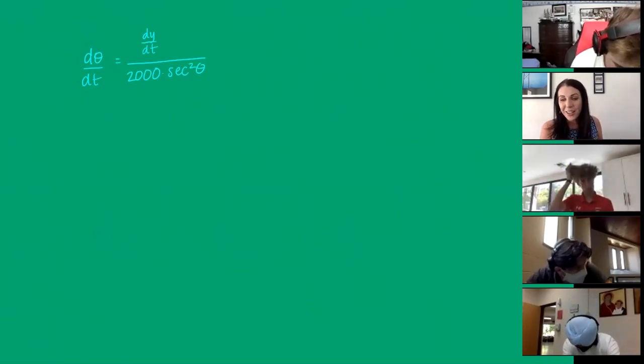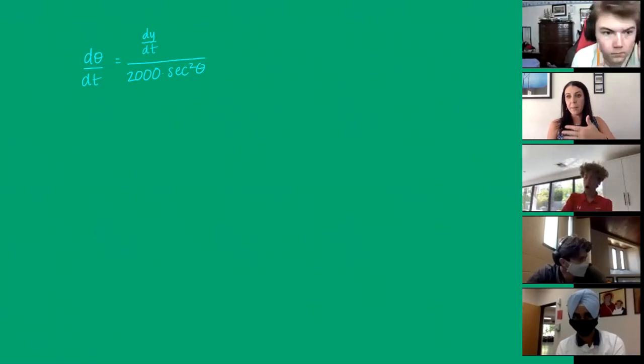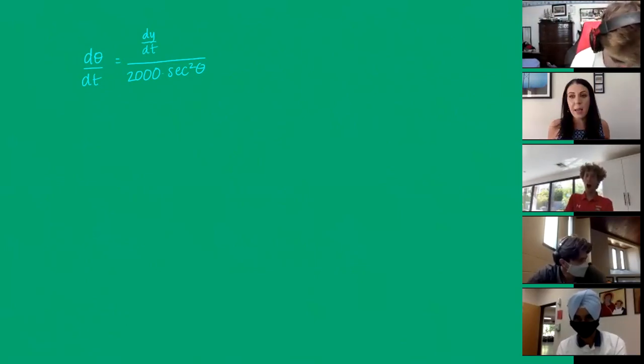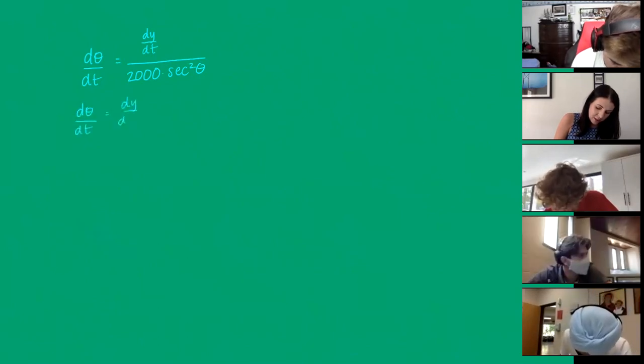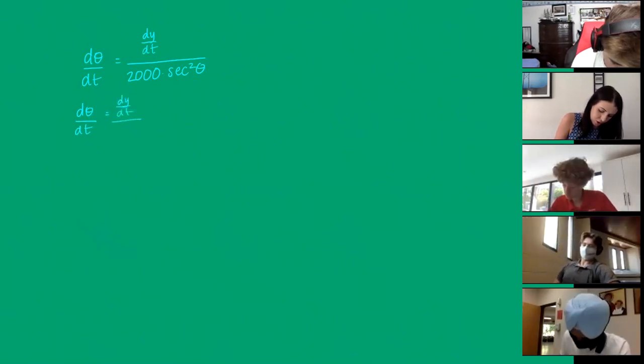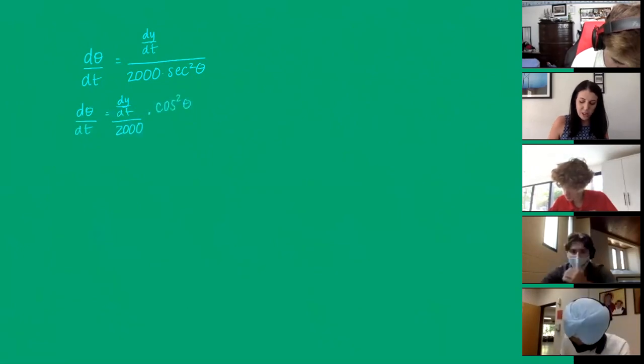This is where trig identities come back in from last year. If I'm dividing by a secant squared, that is the same as doing what, Gus? Would it be multiplying it by a cosine squared theta? Exactly right. It would be the same as multiplying by a cosine squared. So really what I have here is dy dt over 2000. And then you can move the cosine squared up to the numerator, or you can just write it as multiplication, whatever feels easiest to you.